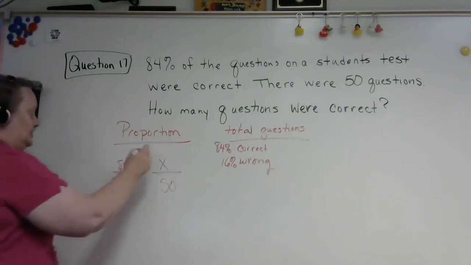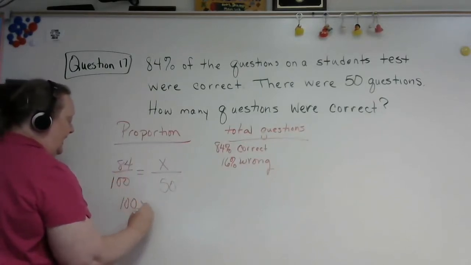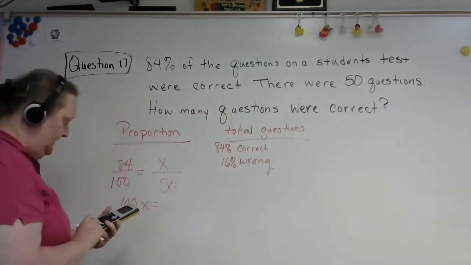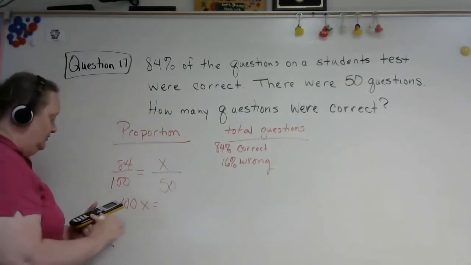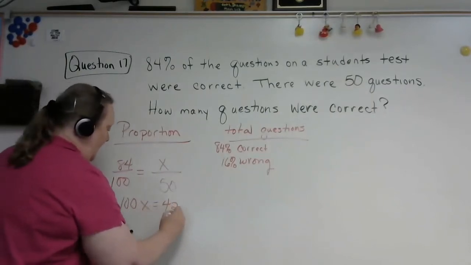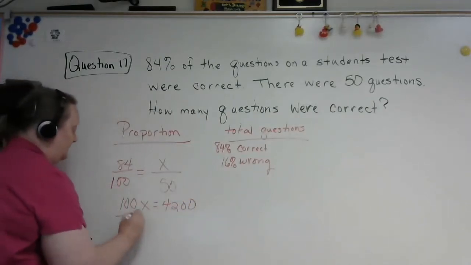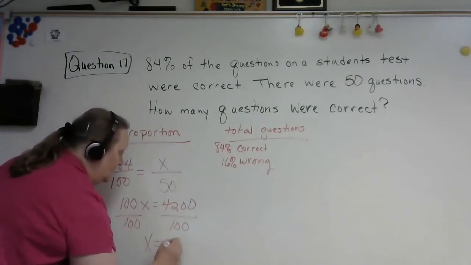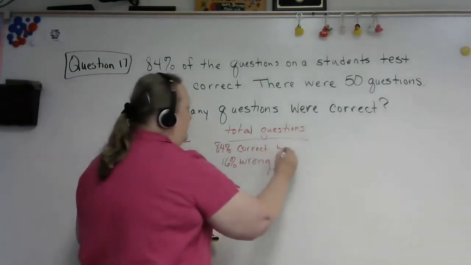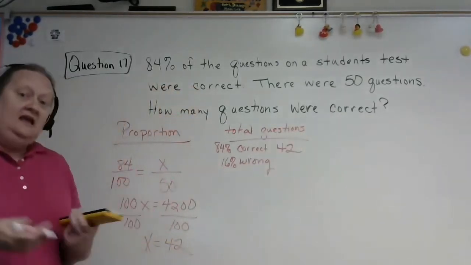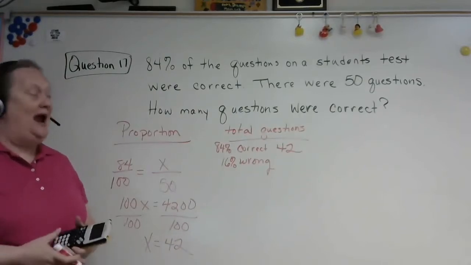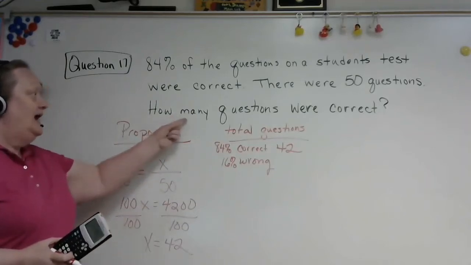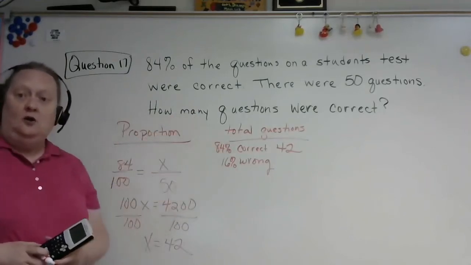Then I solve this proportion, which is 100x equals 50 times 84, which is 4,200. I was off a decimal place. And then divide by 100. And that gives me x equals 42, which would tell me there were 42 correct answers. If it happened to ask for the wrong, I could then figure out how many were wrong by subtracting from 50. But notice it didn't ask that in this case. So how many questions were correct would be 42.